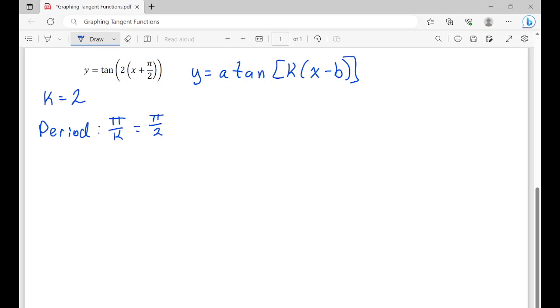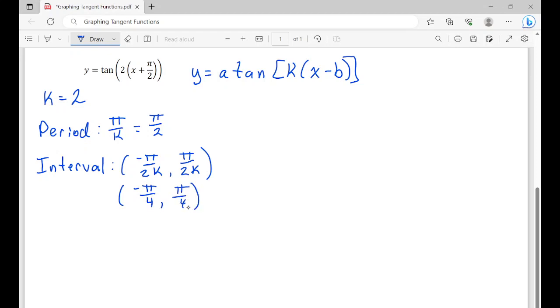Now I still got to find the vertical asymptotes, but there is a shift, a pi over 2 shift. So we have to be careful with that. But let's assume it doesn't exist for now. We'll come back to it in a second. The interval, just like before, is negative pi over 2k to pi over 2k. We just plug in k, and we'd have an interval of negative pi over 4 to pi over 4. But there is a shift.